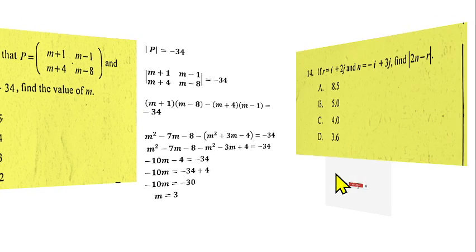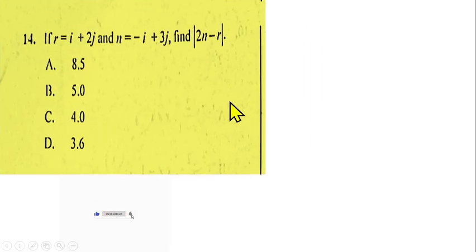Now question number 14 is from vector. You are given that vector r equals i plus 2j and n is equals to minus i plus 3j. You have to find the modulus of 2n minus r. So you have to find the modulus of this vector. The first thing to do is to write the value of this vector and this vector into this. So we are given the vector n and vector r, put it here.